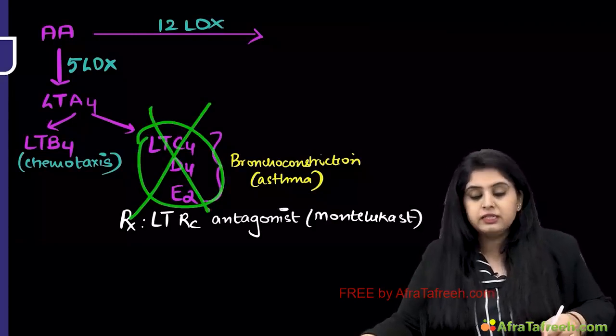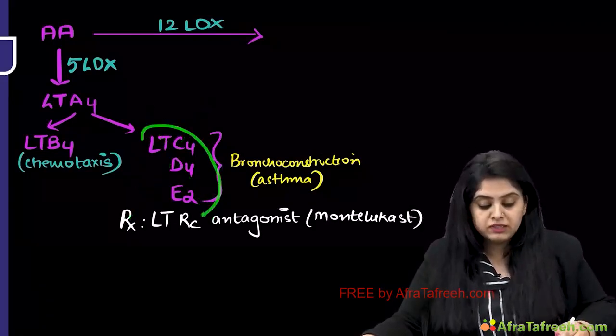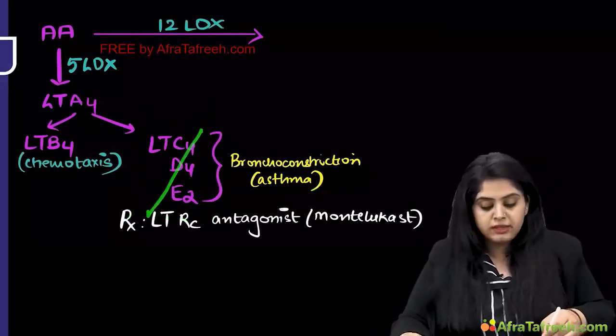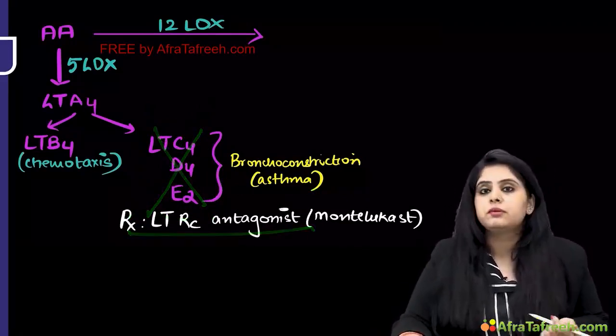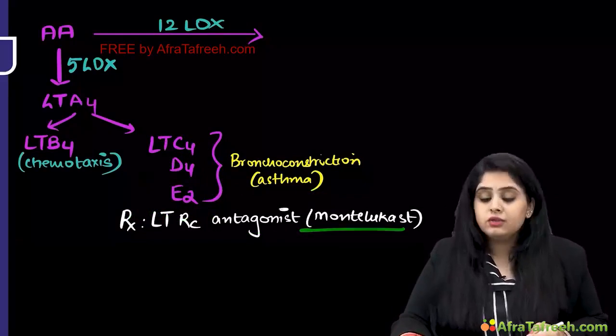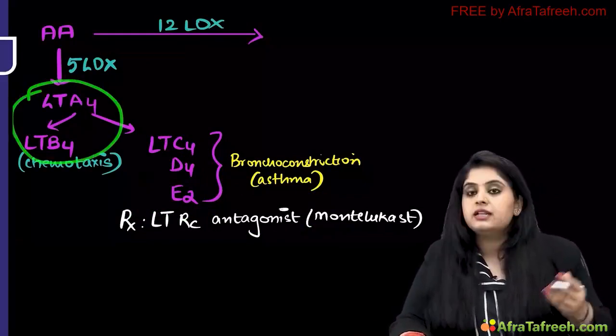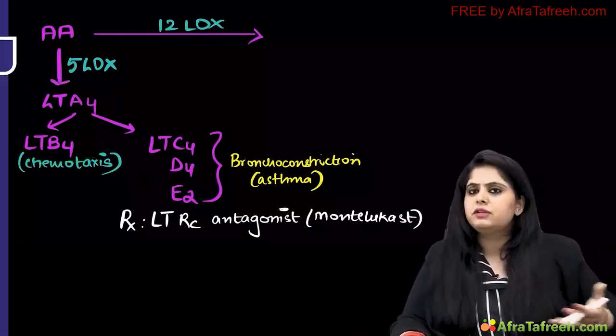Inko inhibit karenge. They will not let them work because I know these are the people causing asthma. They are the culprits for asthma. So chuck them. Don't let them work. Leukotriene receptor antagonist, montelukast, that is its mechanism of action. So leukotrienes are done. A4, B4, C4, D4, E4.